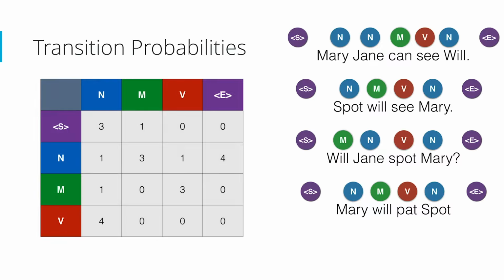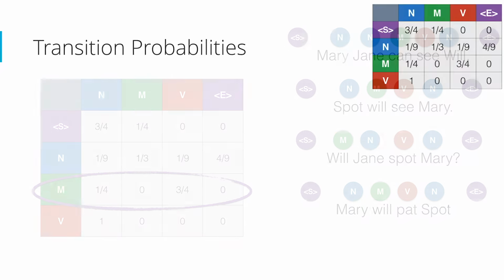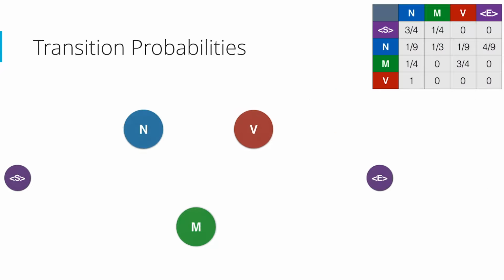In this table, we count the number of appearances of each pair of parts of speech. For example, this 3 here in the noun row and the modal column corresponds to the 3 occurrences of a noun followed by a modal. Now, to find the probabilities, we divide each row by the sum of the entries in the row. In this way, if we look at, say, the modal row, the probability that the next part of speech is a noun is 1/4, that it's a verb is 3/4, and that it's a modal or the end of the sentence is 0. And here's a nice graph of our transition probabilities.